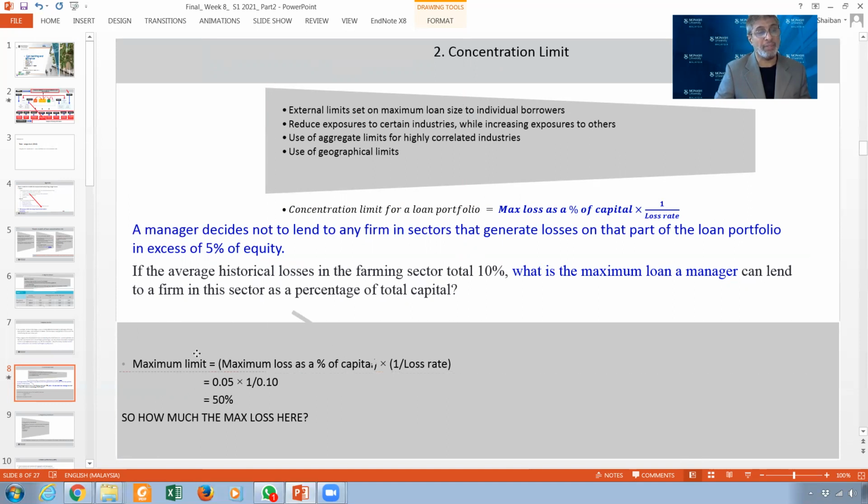So it's the maximum limit, 5% times 1/10. So maximum loans going to this should not exceed 50% of your capital, which means if they lose 10%, that 10% equals 5%, which is actually your limitation. This is the whole thing. So it's 5%. So how much is the maximum loss here? It's 5% of your capital. This should be very straightforward.